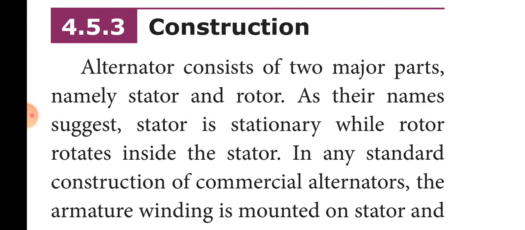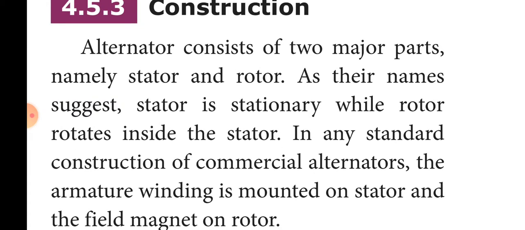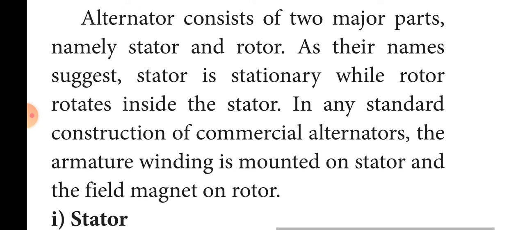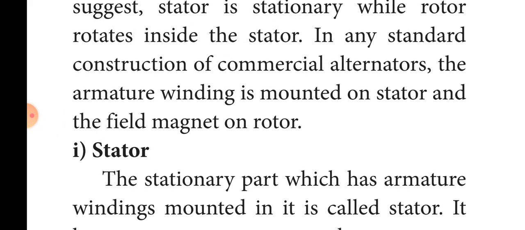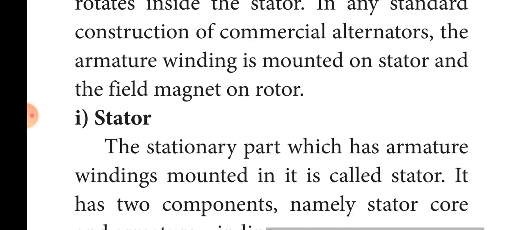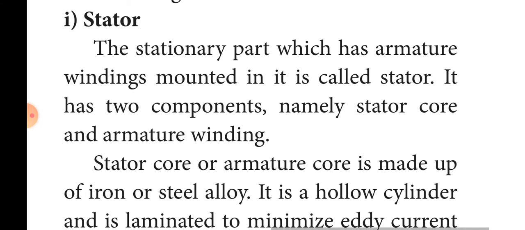The alternator consists of two major parts, namely the stator and the rotor. As the name suggests, the stator is stationary while the rotor rotates inside the stator. Once again I repeat, the stator is stationary while the rotor rotates inside the stator. In the standard construction of commercial alternators, the armature winding is mounted on the stator and the field magnet on the rotor. The first point we are going to see is the stator.